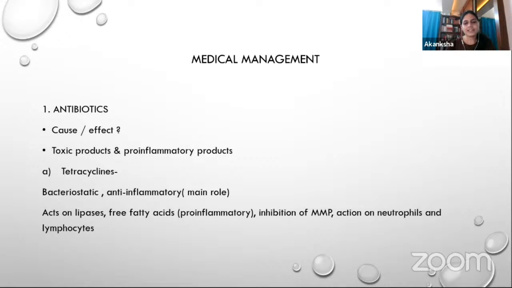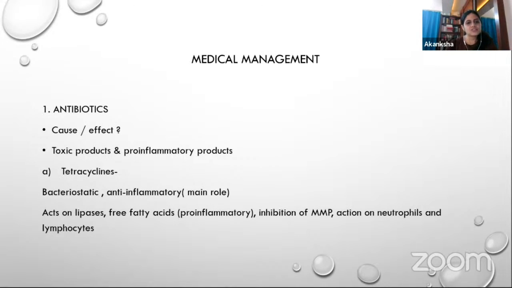And why the antibiotics are important is because bacterial colonization on the lid margin in itself produces a lot of toxic products, including bacterial lipases and other pro-inflammatory products like MMP and interleukins. So these together overall cause inflammation of the ocular surface. So it's important to have a control or have a check on the bacterial colonization of the lid margins.